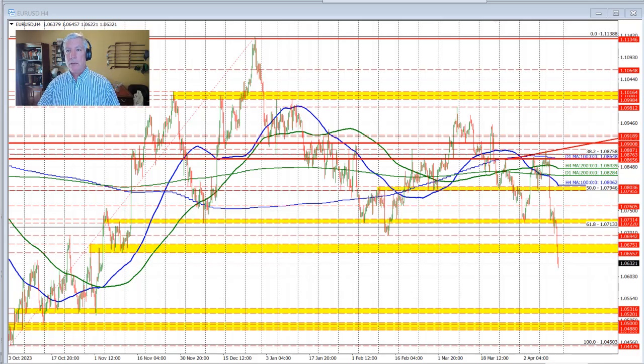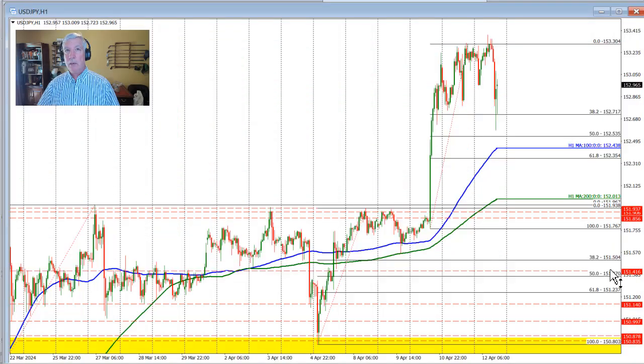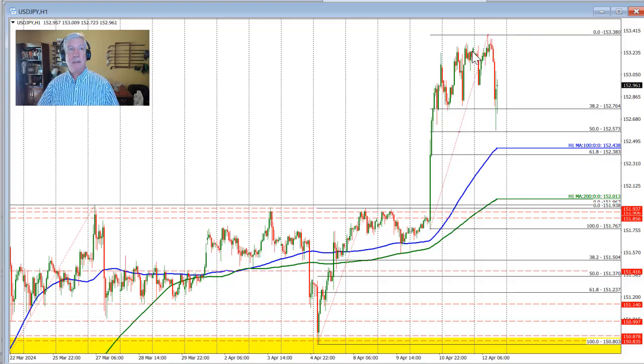While the dollar is going higher versus the euro, the dollar versus the yen is moving more to the downside over the last few hours of trading. This is the hourly chart of the pair, and the market moved down to test the 50% of this last move to the upside that saw the price spike higher after the CPI data. That move to the upside reached an even higher high today at 153.38.